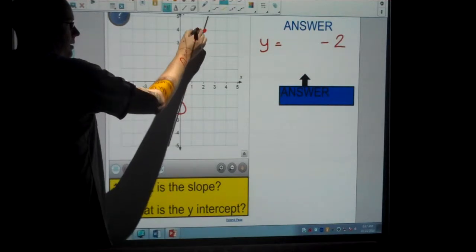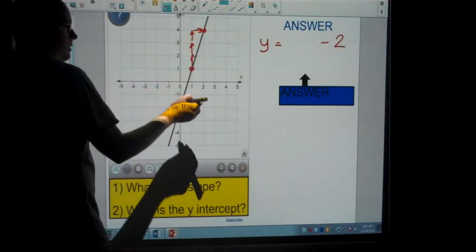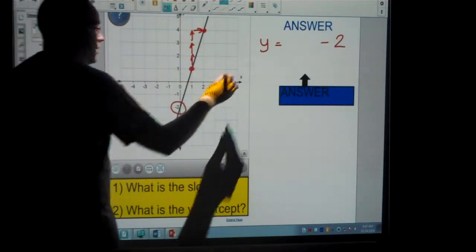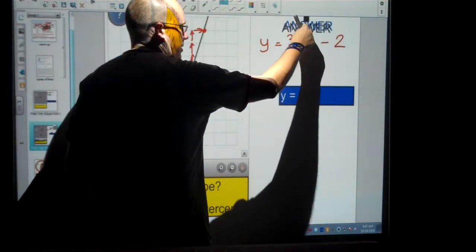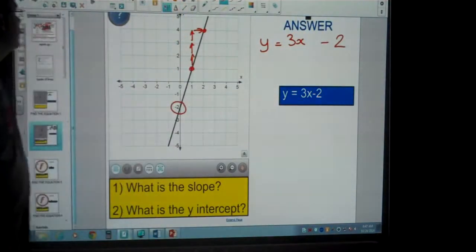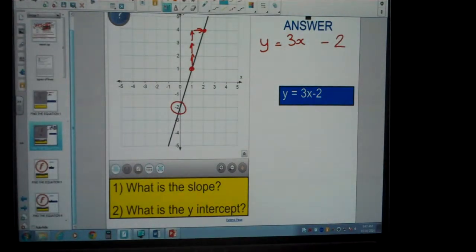So up 1, up 2, up 3, across 1. 3 divided by 1 is 3. So my equation is 3x minus 2. And once again, you can see that that looks like a good answer for this question.